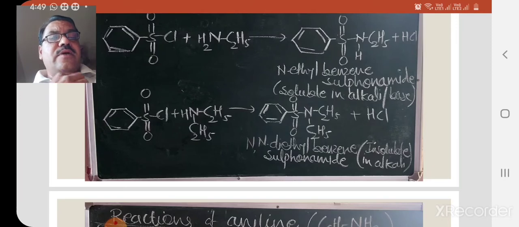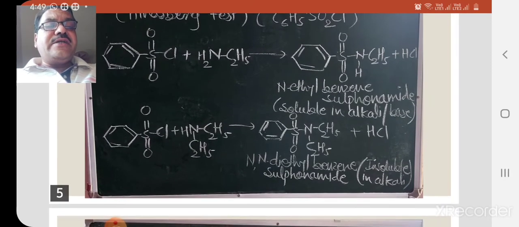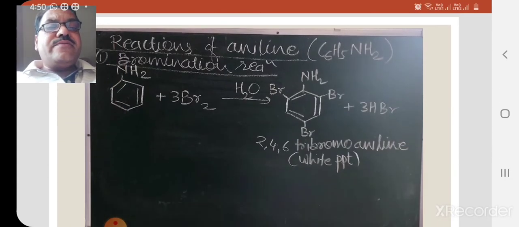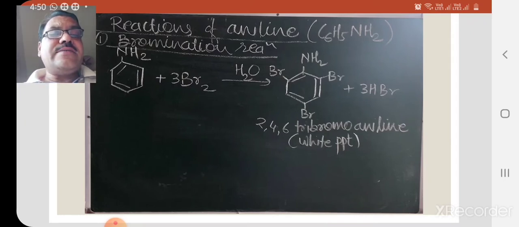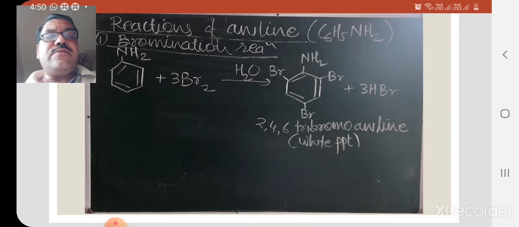Now, these are the three reactions in which retention of the nitrogen group takes place. Next, we are going to study the reactions of aniline, that is C6H5NH2. Benzene is attached to an NH2 group. It is called aniline. The first reaction is the bromination reaction. We have already seen the same reaction in haloarenes and phenols.